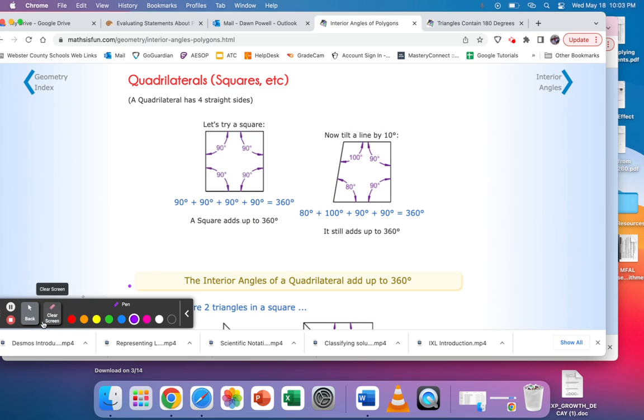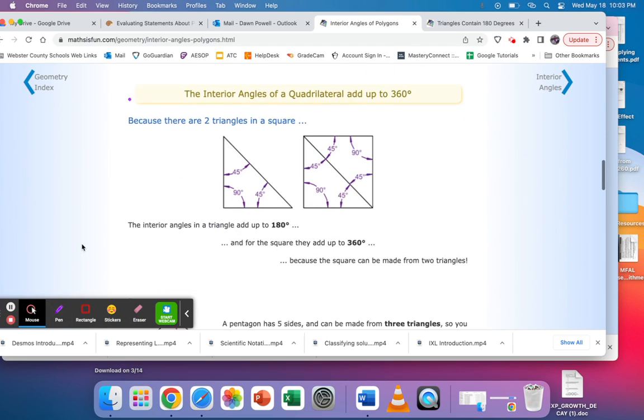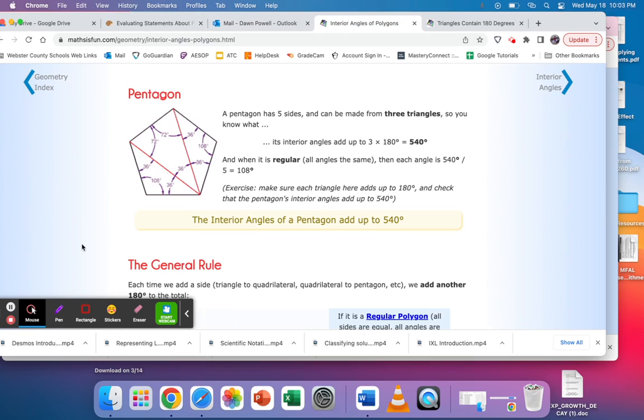And no matter what your four-sided shape looks like, the sum will always add up to equal 360. So when I'm looking at a five-sided shape, I'm able to split the five-sided shape into three triangles. And within each triangle, the interior angles make 180. So 180 in sets of three is 540.